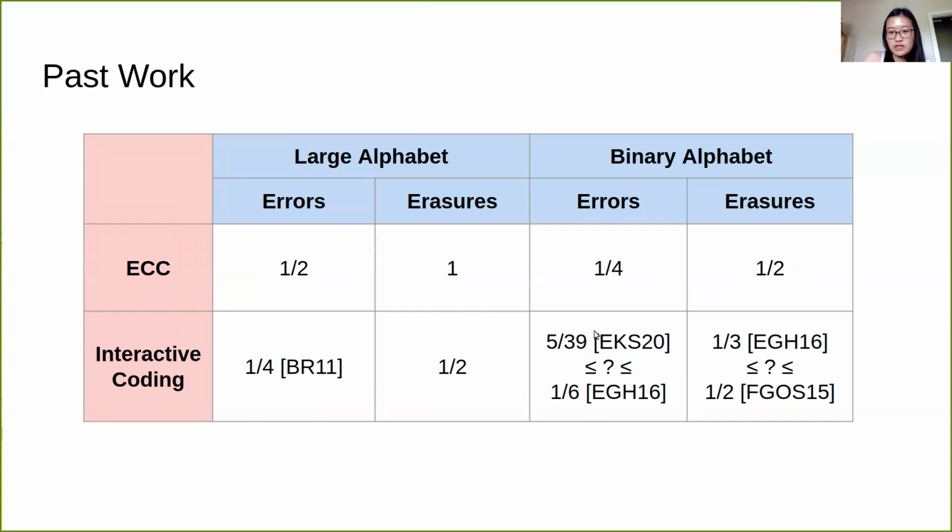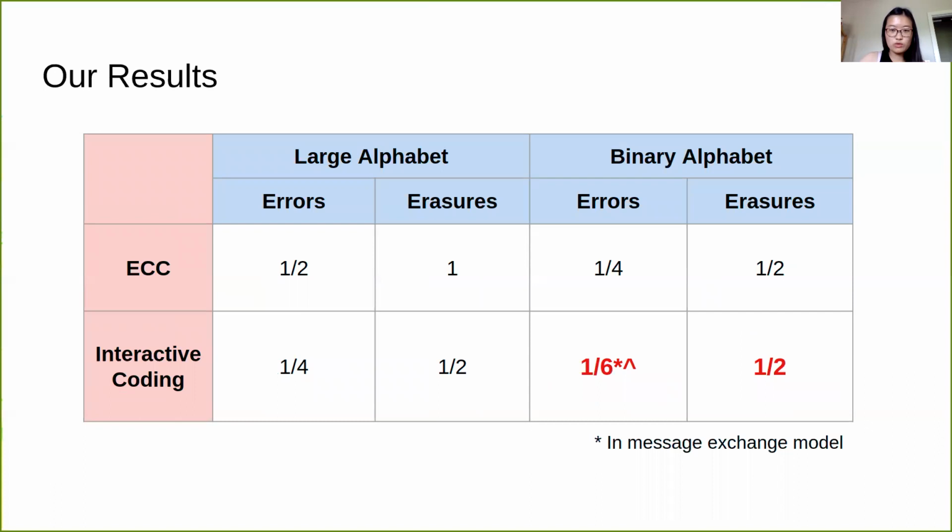And a couple of years ago, these people showed that you can actually improve 1/8 to 5/39. But the actual optimal error resilience between 5/39 and 1/6 is an open problem. Similarly, for erasures, it was known that you can't do better than 1/2, and the best construction known beforehand was 1/3. And it was also unclear whether you can do better than 1/3. So in our paper, we resolved both of these problems. We show that, in fact, you can attain the maximum upper bound for both of the settings.